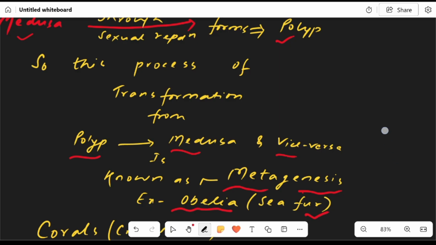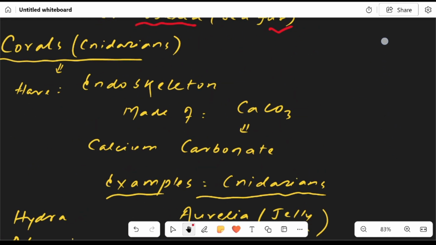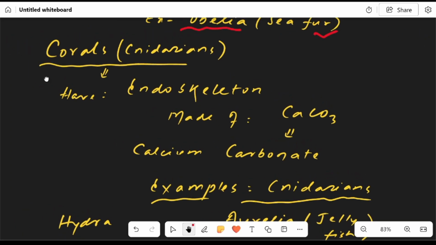Now the corals are also a form of cnidarians. Their endoskeleton is made up of CaCO3, calcium carbonate.